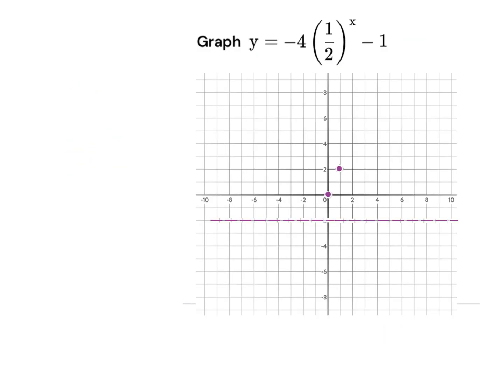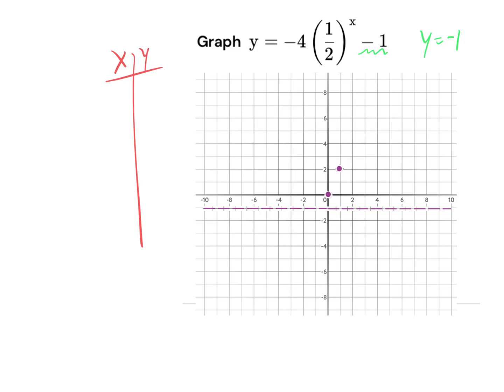Just like always, start with the asymptote. Y equals whatever this value is. The k value is negative 1. So y equals negative 1. As you can see, the current asymptote is at negative 2. So we need to move it to negative 1. Simply move it up there to negative 1. After that, you're going to do a quick XY table. Plug in some 2 easy numbers like 0 and 1.